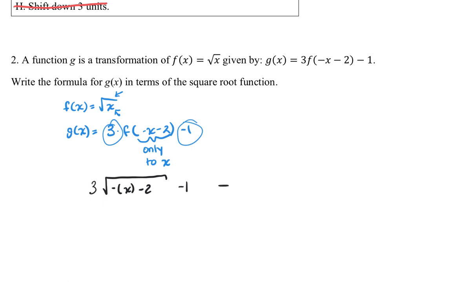You can also write this by factoring out a -1 under the radical. And you could get something like x plus 2. And if you were to distribute this through, it'd be the same thing. And then -1. So these two are equal, but you can answer with this.